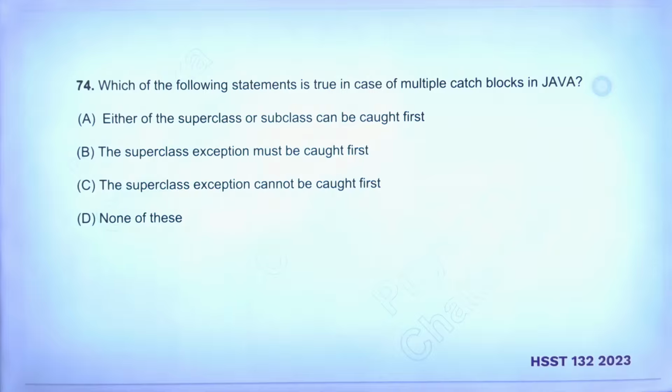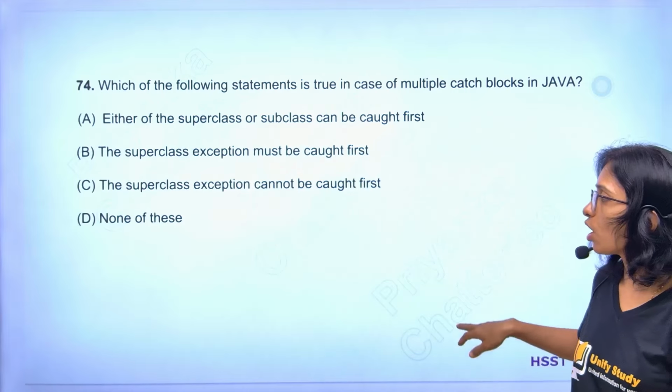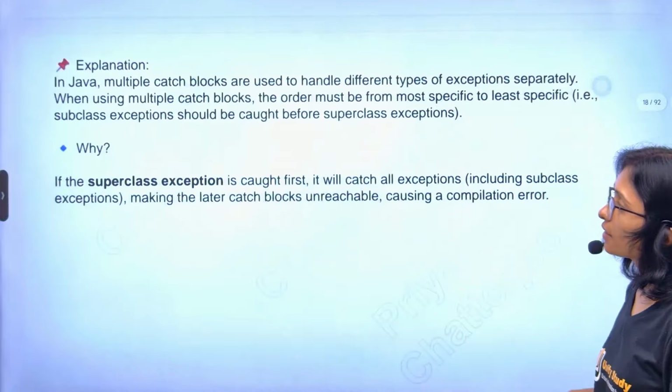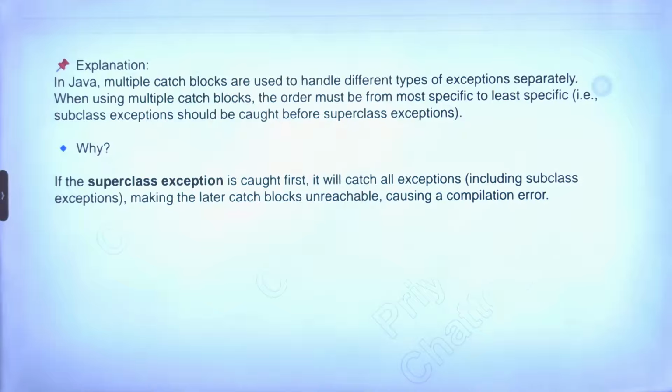Which of the following is true in case of multiple catch blocks in Java? When you are writing multiple catch blocks in Java, they are used to handle different types of exceptions separately. There can be multiple exceptions, right? So when using multiple catch blocks, the order must be from most specific to least specific. So the subclass exception should be caught before the superclass.